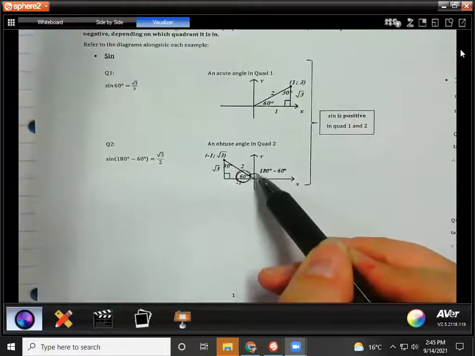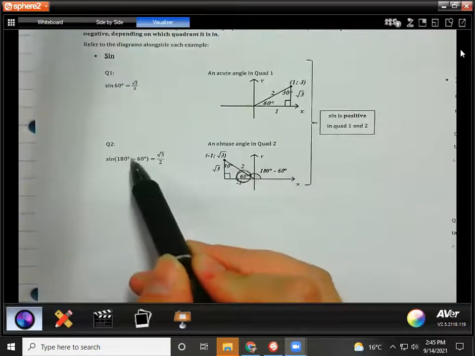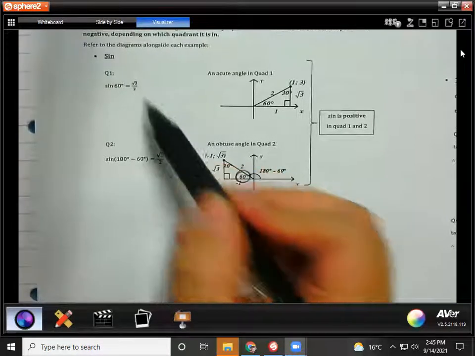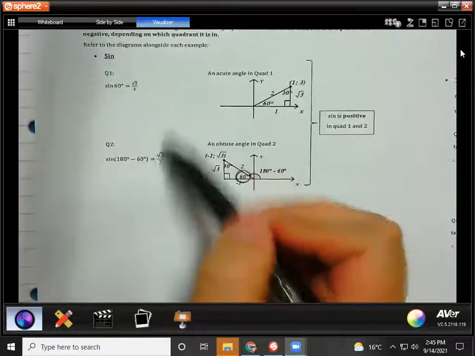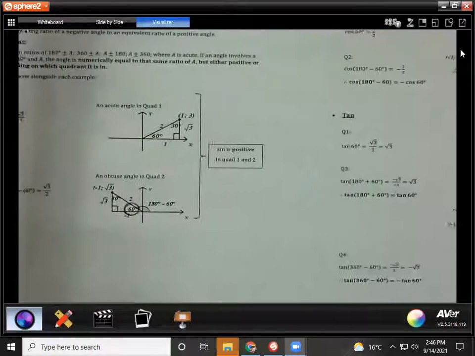It's difficult to see, I know. If you type it into the calculator, sine of 120 is going to be equal to root 3 over 2, which is the same as sine of 60. It's basically what we just did now, because sine is positive in quadrants 1 and 2.